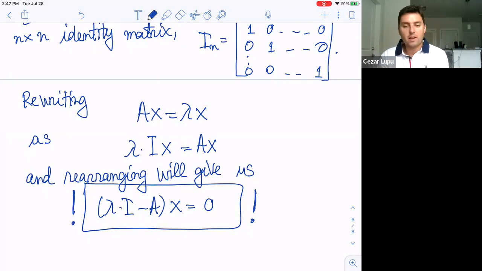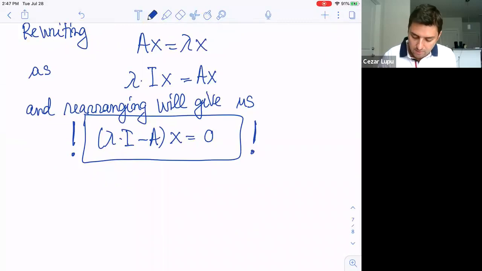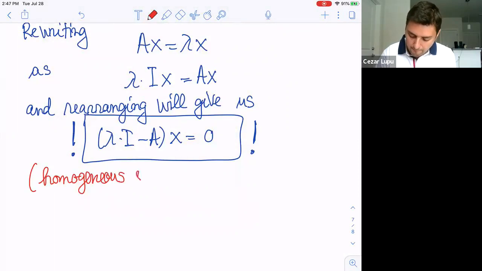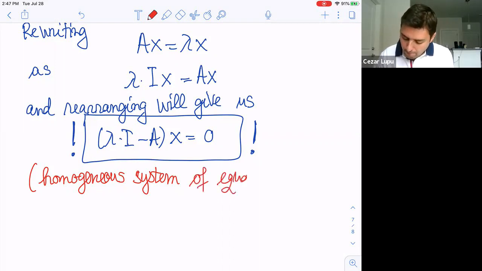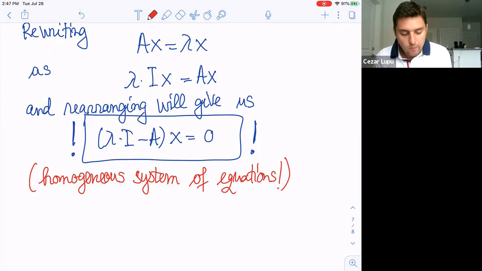So in other words, if you look at this closely and write this component-wise, this is nothing else than just a homogeneous system of equations. That's what this is. And we know this homogeneous system of equations, let me remind you from the systems of equations, goes back to lecture number 2, long time ago.